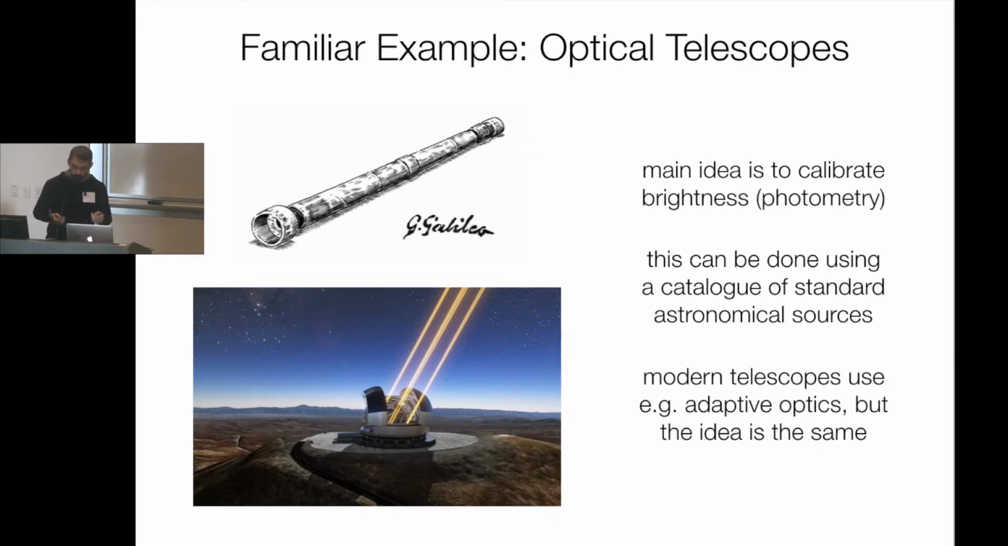More modern telescopes, like this one in Chile, can use more advanced, more refined techniques like adaptive optics, to clear up some of the gunk and compensate for things that happen in the sky, but the basic idea is the same. You're still calibrating how bright something is.